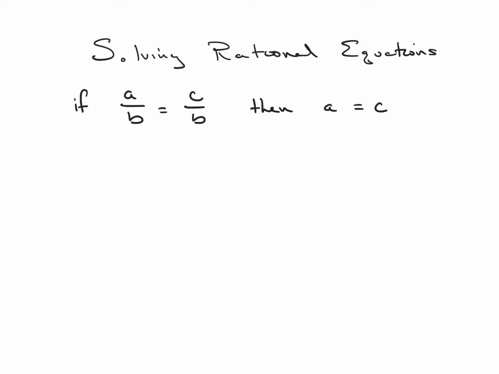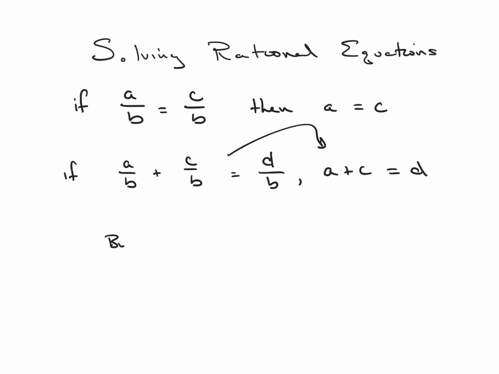So let's look at if we add. If you have A over B plus C over B, and we're claiming that that's equal to some D over B, then what will be true is A plus C must equal whatever D is. So what we're claiming here is that if your denominators are the same, then you can take your equation out of rational form and simply write it as a regular mathematical equation. That's the key to all of this: you solve rational equations by creating common denominators.